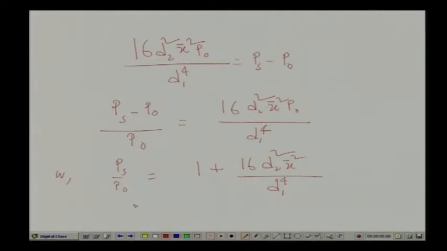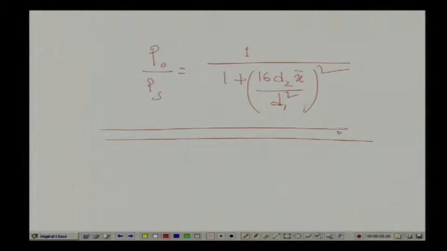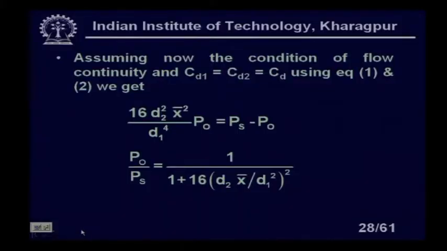So, I can write that Po by Ps, if I take a new page, Po by Ps equal to 1 upon 1 plus 16 D2 x bar by D1 square, to the power whole square. This is our equation. Okay. This actually we have explained in our ultimate equations, that is normalized output, how the normalized output relates to the displacement, right.